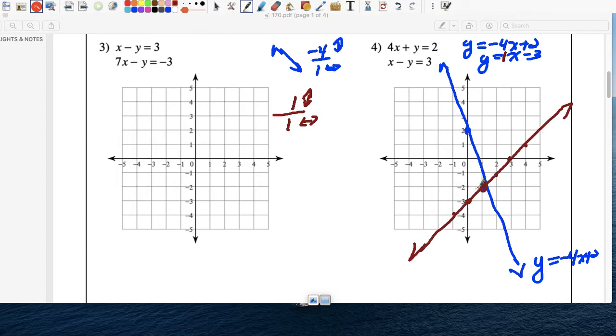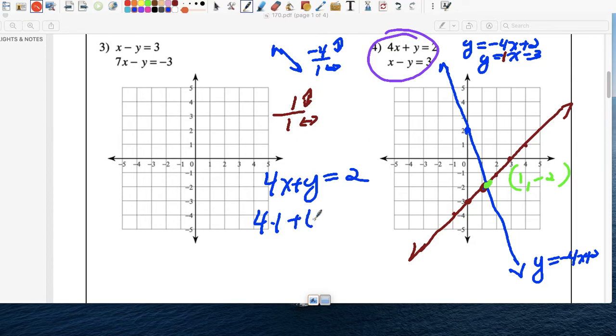Do they meet somewhere? Yeah, they meet. They intersect right here, and that point is 1, -2. Let's check. We can take either of the 4 equations. You're thinking, either these two or these two. It really doesn't matter. Let's take the first. We get 4x plus y equals 2. If I substitute, I get 4 times 1 plus -2 equals 2, and that obviously is true.